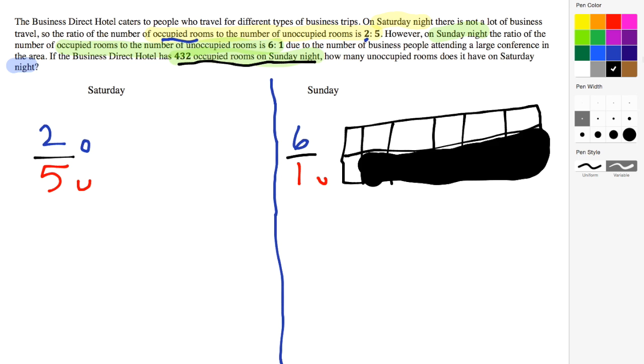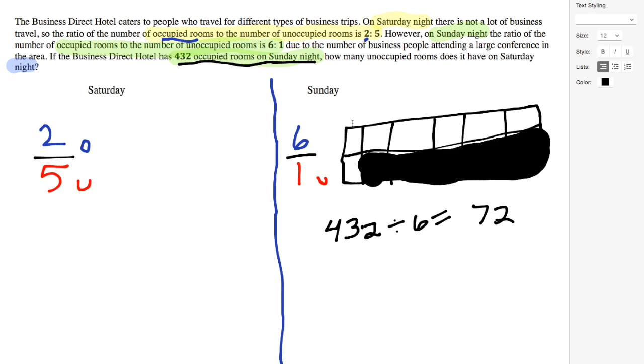So I have 6 boxes. Let's see how many go in each. So 432 divided by 6. See, 6 can go into 43 7 times. That gives me 12. So 6 can go into 12 2 times. So 72. That means every box is going to have 72. So let's go ahead and write in our 72. All right, so I have 72 in each box, which means there are 432 occupied rooms and there's 72 unoccupied rooms.